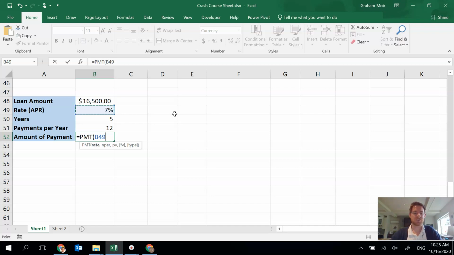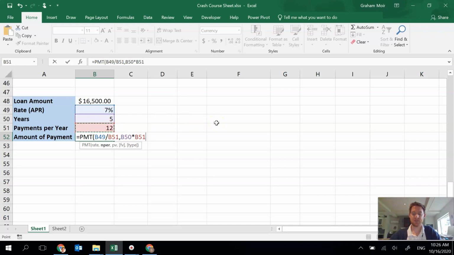Well, it's not as hard as it seems, because all you have to do is divide it by the payments per year. So if there's 12 per year, that turns the rate into a monthly rate so that the interest rate is aligned with the payment frequency. Okay, so now that we have our rate per payment, we need to know how many payments there are. Well, there's 5 years, but we're going to make 12 in each year, so we times the 5 by the 12.